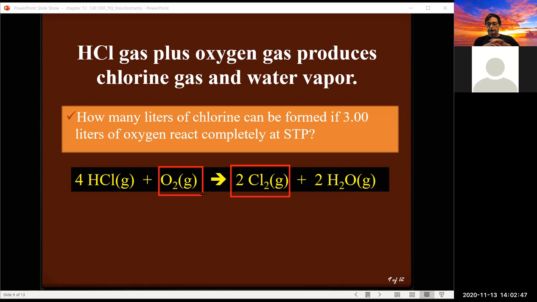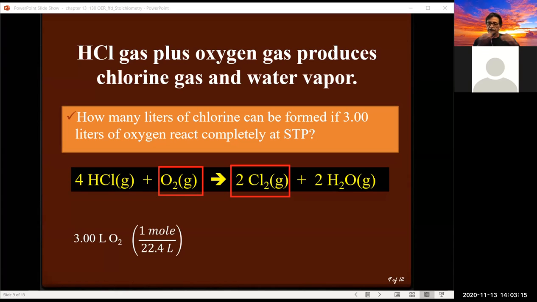Okay. And the other thing I noticed is that I am all in gas phase. So this could be an important factor that I can utilize here in a second. But let's write down what we're given. We got 3.00 liters of oxygen gas. First step in anything, we got to convert to moles. So we are at STP. We're dealing with the liters, so we can use that relationship. That gets us into moles of oxygen gas.